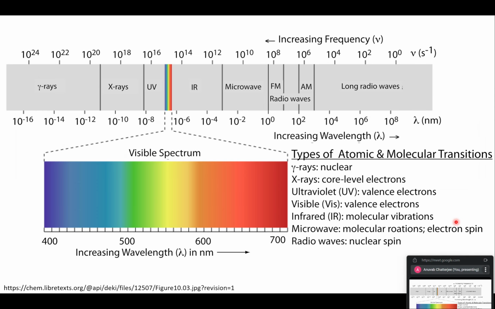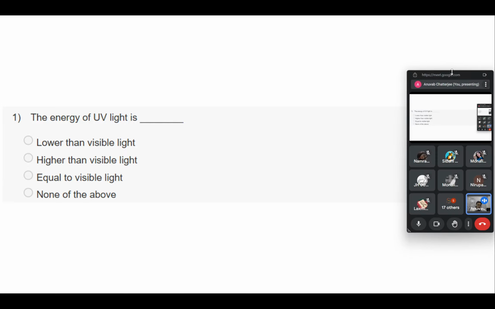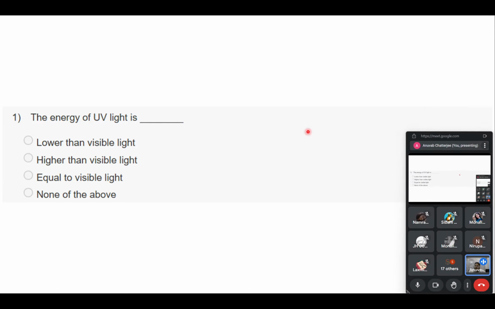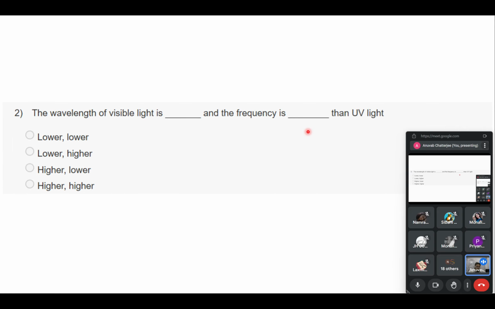Okay, so if that is clear, then if we go back to our question, the energy of UV light is higher than visible light. Is that clear with everyone, or does anyone have any questions from this? Okay, I hope that is fine. Moving on to the next question, which is also similar.